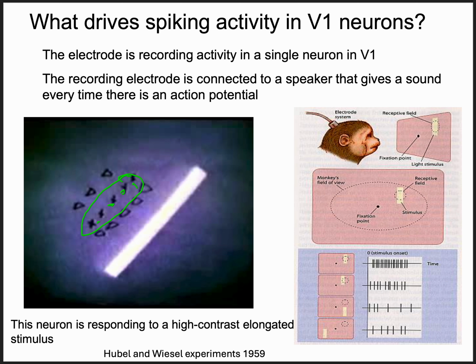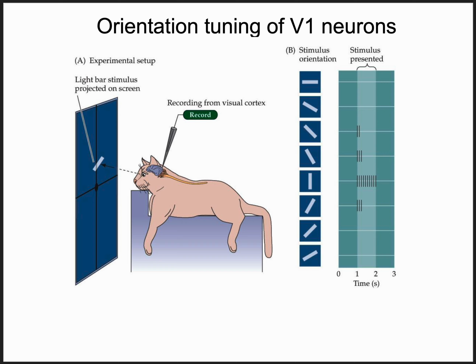Orientation tuning of V1 neurons. Experimental setup: light bar stimulus projected on screen, recording from visual cortex. Record, stimulus orientation, stimulus presented.